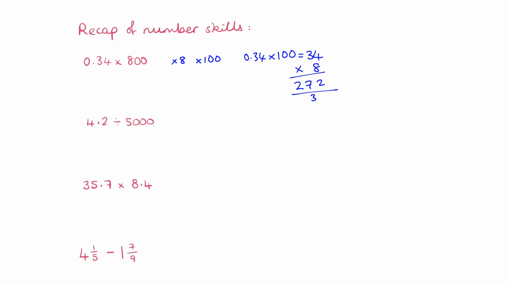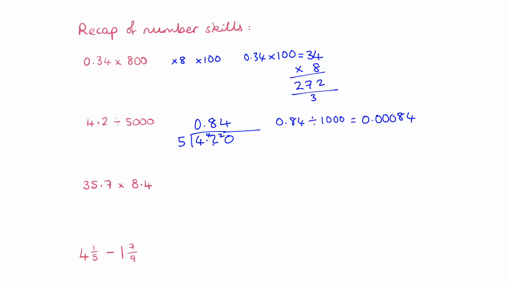So the next one, 4.2 divided by 5,000. So we're going to need to do 4.2 divided by 5 anyway, and then divide by 1,000. So 5 into 4 doesn't go. Carry the 4. 5 into 42 goes 8. Remainder 2. Add another 0. 5 into 20 goes 4. So we've got 0.84 that we need to now divide by 1,000. So we're going to move our digits 3 places to the right. So that basically means we're going to have to put 3 zeros in there to keep the 8 and the 4 3 places to the right of the decimal point.